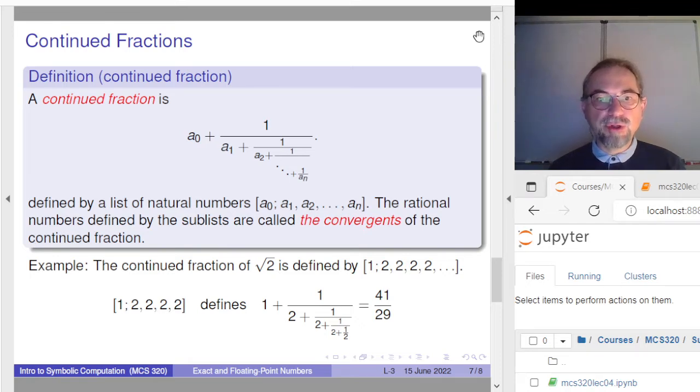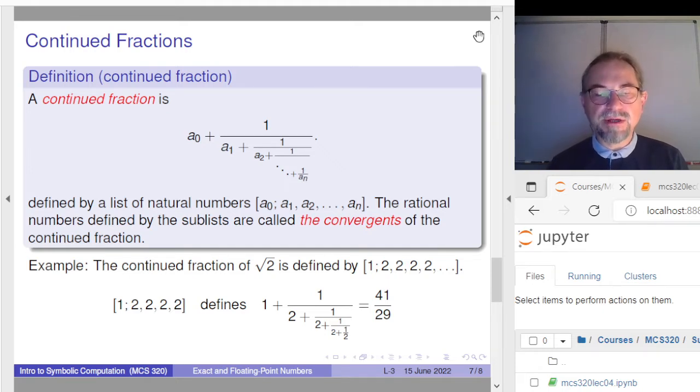The word continued is probably apparent with the dot, dot, dot. We have a fraction that actually can go on forever. But this fraction is defined by a list of natural numbers. And the last number better not be 0, otherwise it wouldn't really be defined. If we have this continued fraction, then we can compute the rational approximation for all the intermediate numbers in this list. The rational numbers that are obtained in this way are called the convergents.